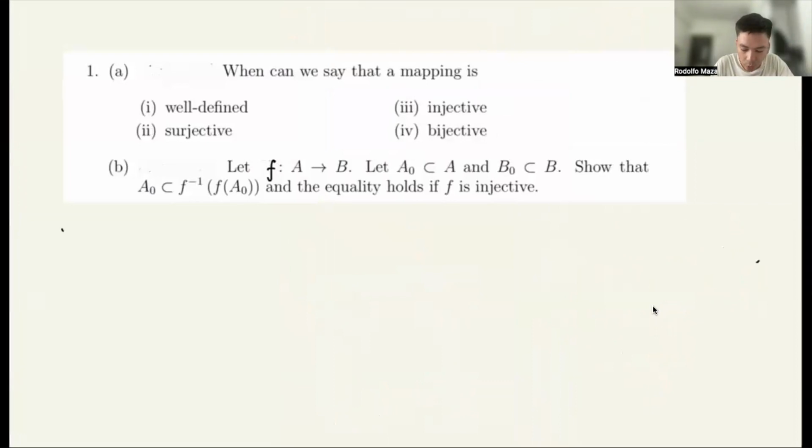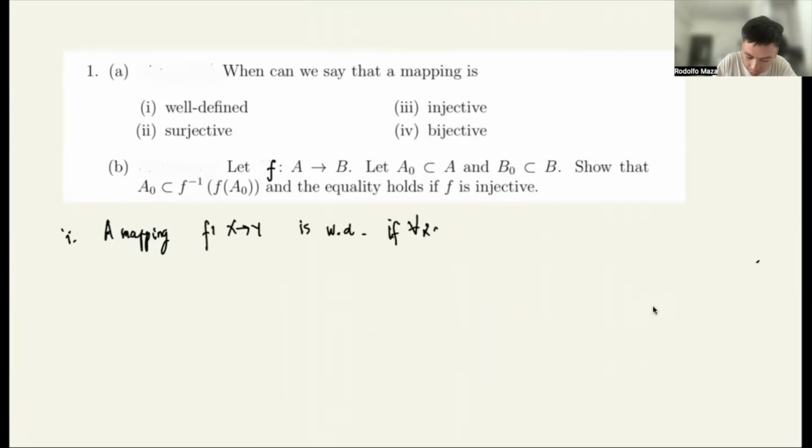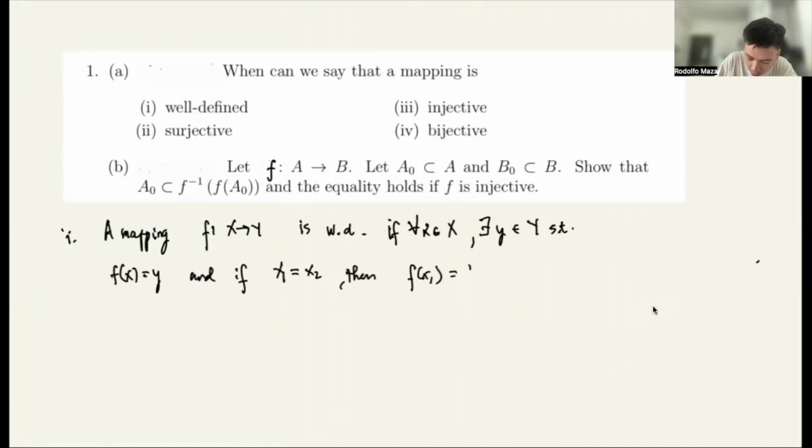So, for test 3, when can we say that a mapping is well-defined? Parang pinasasabi tayong definition, no? A mapping F from X to Y is well-defined. Paano naging well-defined? If for every X in X, there exists a Y in Y such that F of X equals Y, and if X sub 1 is equal to X sub 2, then F of X sub 1 is equal to F of X sub 2 for all X1 and X2 in X.